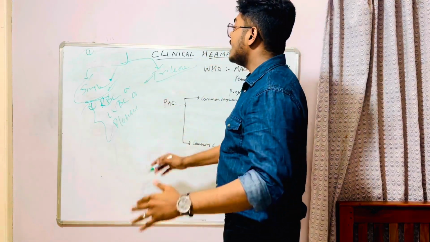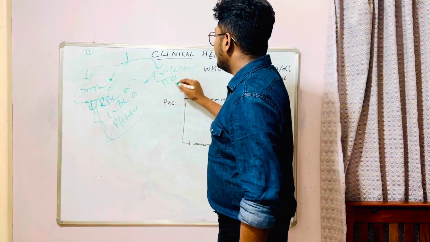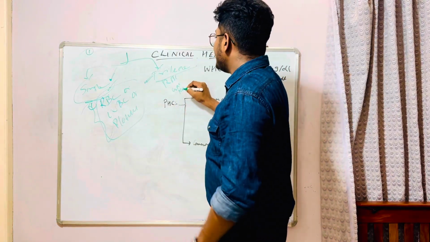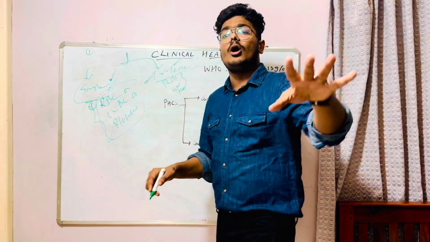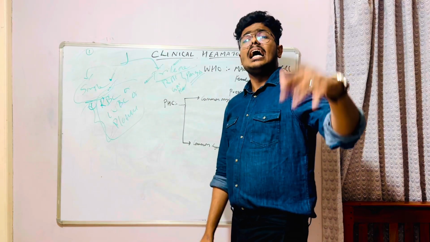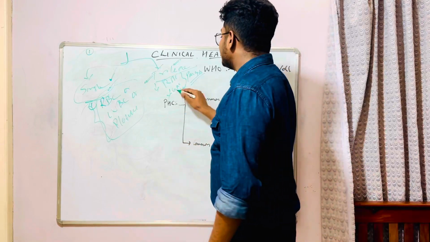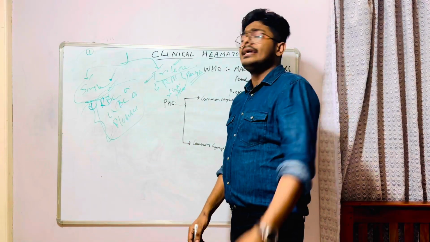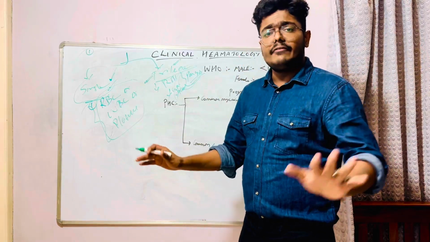Now, if there is a distortion in all the three, RBC, WBC, and platelet, you will call that condition tri-lineage, and you will call that pancytopenia. When there is a decrease in RBC, decrease in WBC, and decrease in platelet, you will call it pancytopenia. Clear? Is it clear for you all?